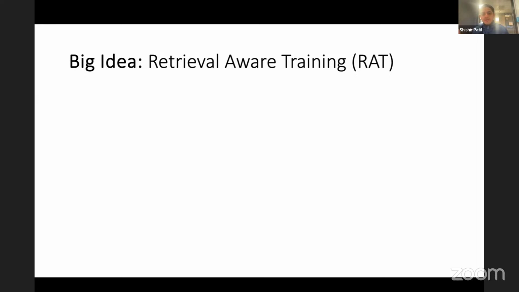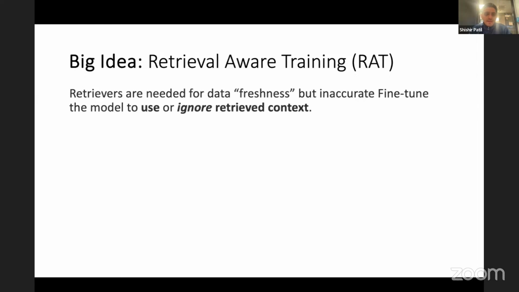And then you re-rank, you get K documents, like K relevant pieces of text, and then you put that in context along with your prompt and hand it over to the LLM. So this is the setting, right? Now, you need retrievers. Why? Because retrievers are needed for freshness of data, except retrievers can be inaccurate, right?